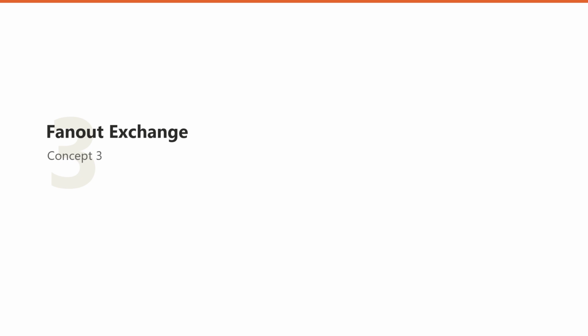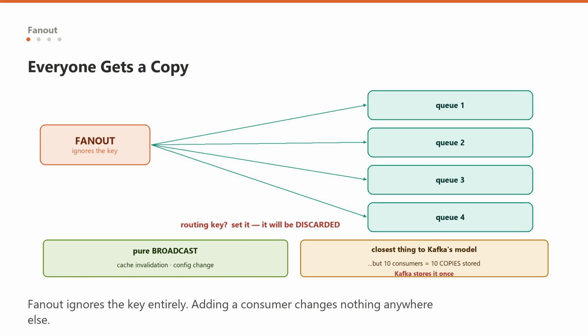Concept 3. Fanout, the one that ignores you. The Fanout Exchange is the simplest of all, because it does not think. It takes every message and copies it to every queue bound to it, and it completely ignores the routing key. You can set a routing key. It will be discarded. This is pure broadcast, and it is publish subscribe in its most literal form.